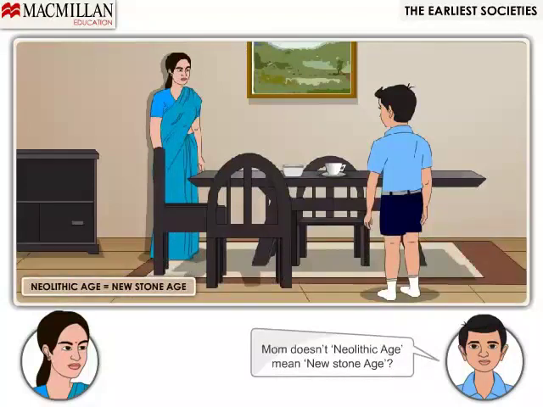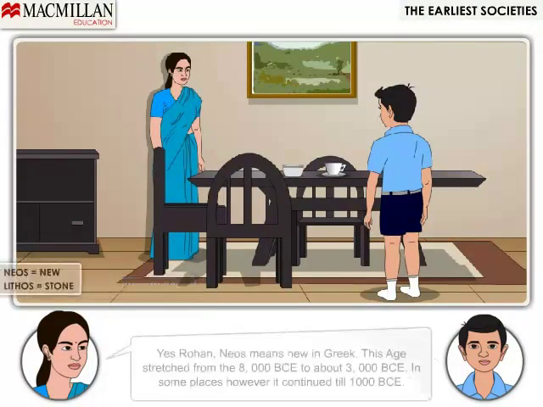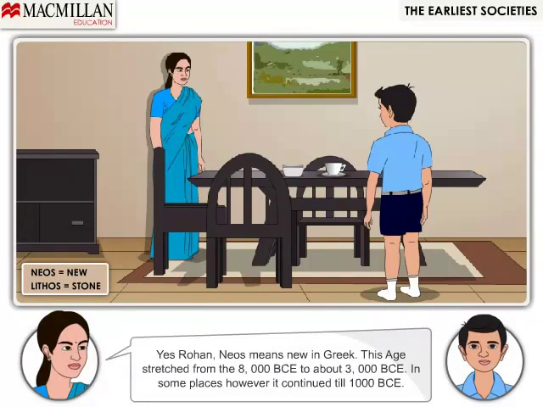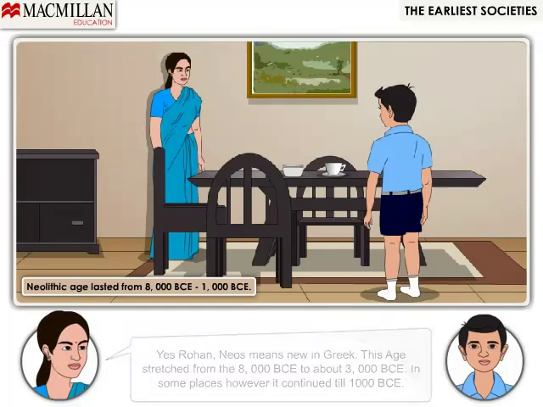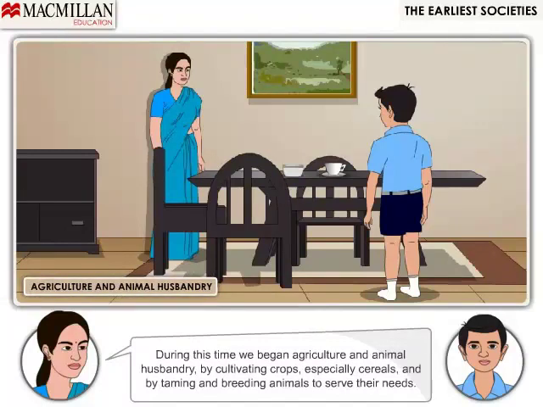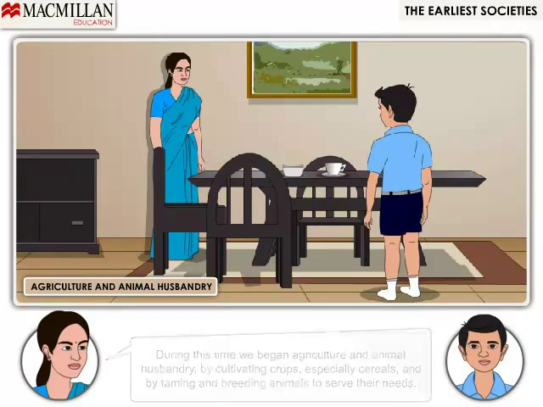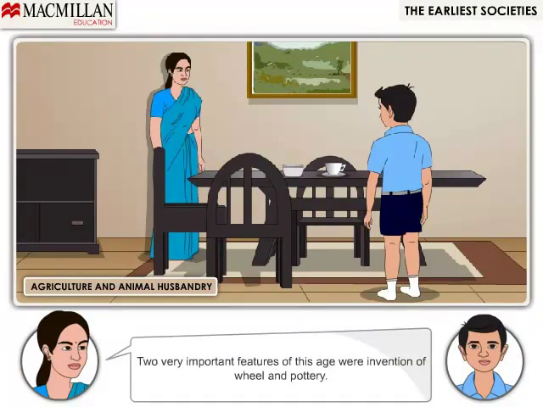Mom, doesn't Neolithic age mean New Stone Age? Yes, Rohan, neos means new in Greek. This age stretched from 8000 BCE to about 3000 BCE. In some places, however, it continued till 1000 BCE. During this time, we began agriculture and animal husbandry by cultivating crops, especially cereals, and by taming and breeding animals to serve their needs. Two very important features of this age were invention of the wheel and pottery.